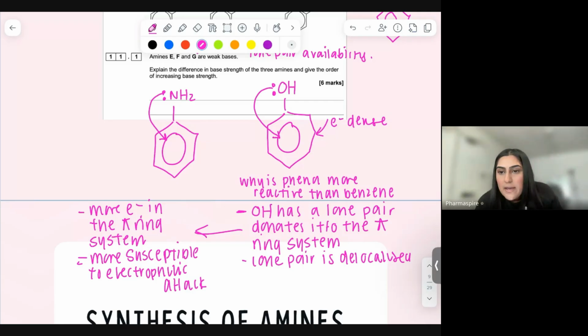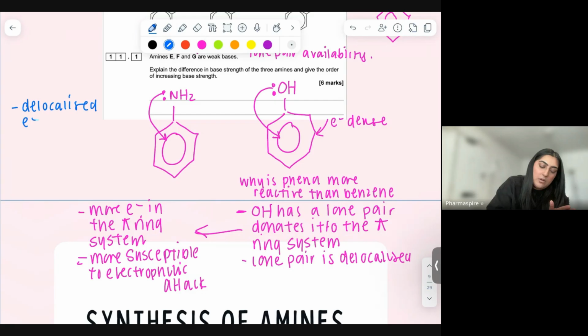What's the difference between N electrons going in? So the O electrons, so with phenol, they ask you about reactivity. With the N, I'll bullet point the answer here. So you could say they've got delocalized electrons. So the lone pair on the NH2 delocalizes. It donates it to the pi ring system.